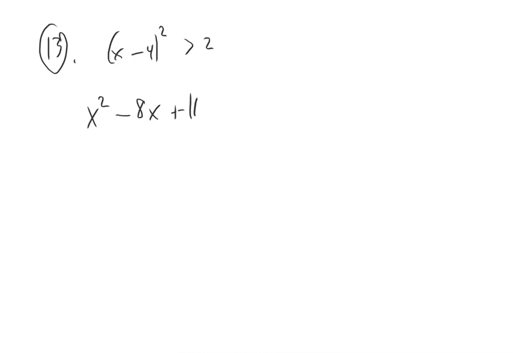Okay, now let's look at number 13. So (x minus 4) squared greater than 2. First of all, we need to set this equal to 0. So if I square the left side, I get x squared minus 2 times 4 times x, which is minus 8x, plus 4 squared, which is 16. Then subtract the 2, and you get 0 on one side.